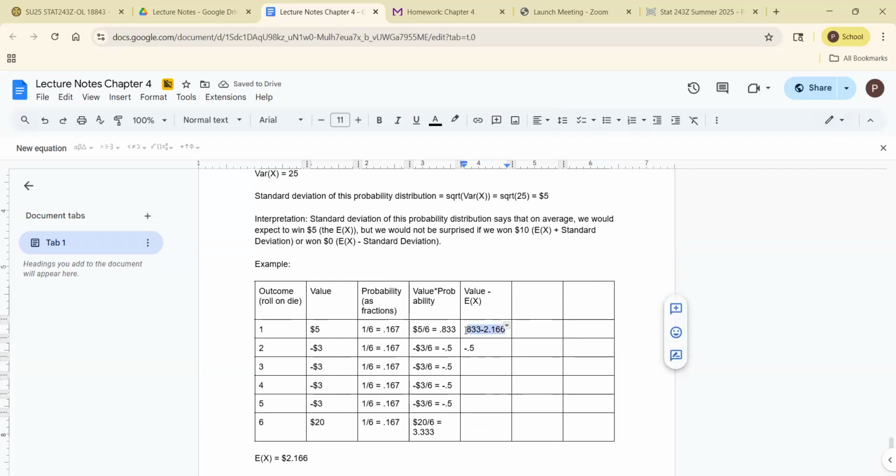I got that wrong. Not the value times the probability. It's just the value. So it's 5 minus 2.166, and negative 3 minus 2.166.